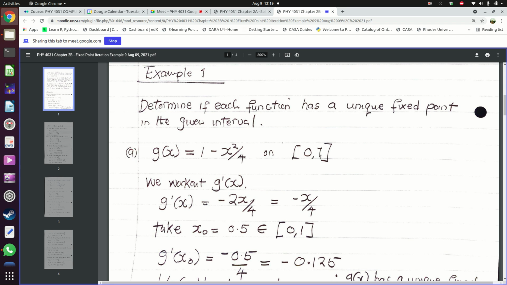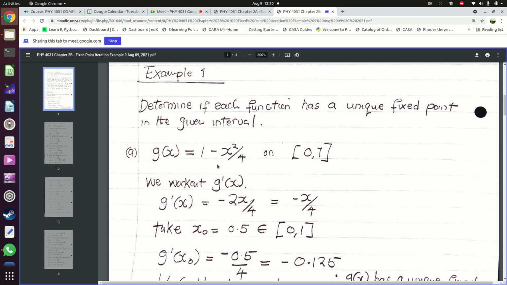Is there a place where this function cuts the line y equals x? As you can see, this function is some sort of quadratic, since there's x squared here. Our suspicion is that our fixed point is somewhere in this interval 0, 1, so we can choose any number in it as our starting value. Are we clear?